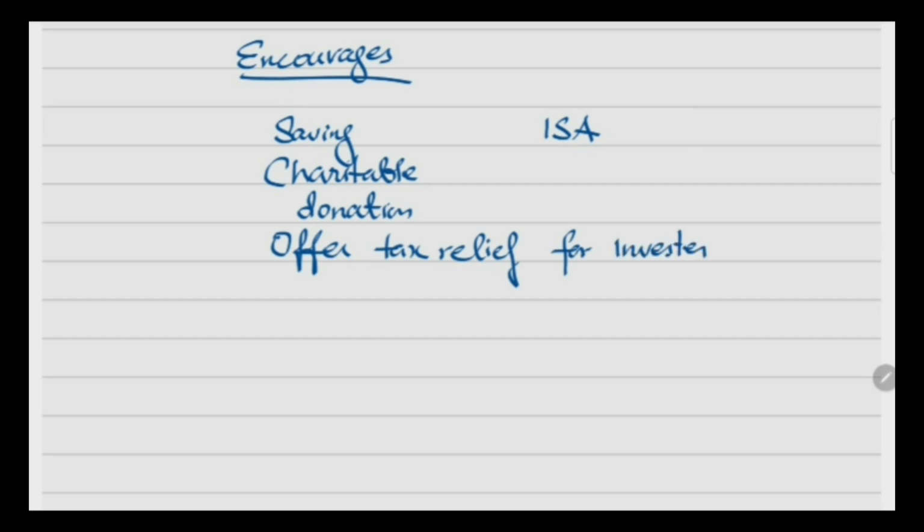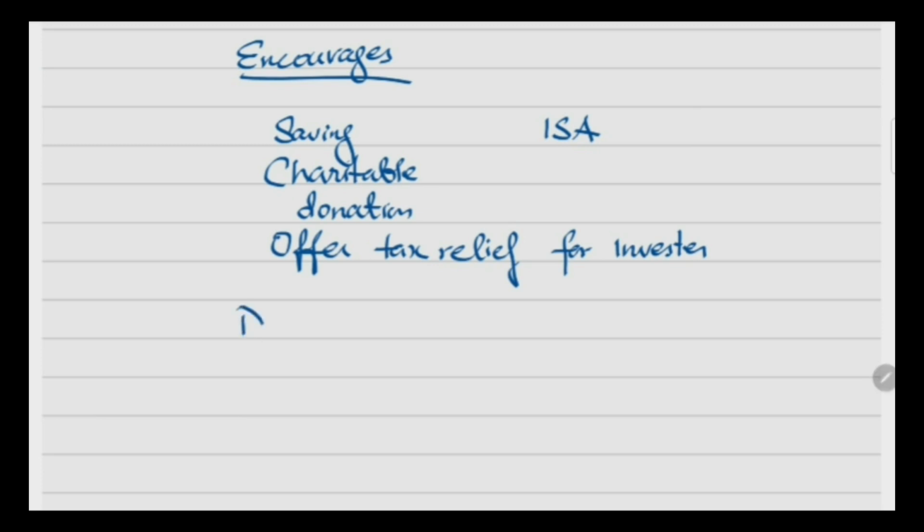So these are the three things that the UK tax system encourages: saving, by offering the individual saving account where amounts can be deposited free of tax, and then charitable donation by offering tax relief. In this case, they offer tax relief by extending the rate band. And third is offering tax relief for investors and entrepreneurs.